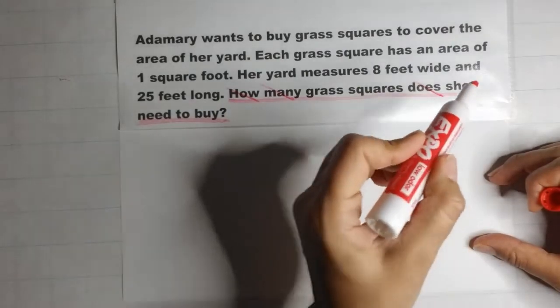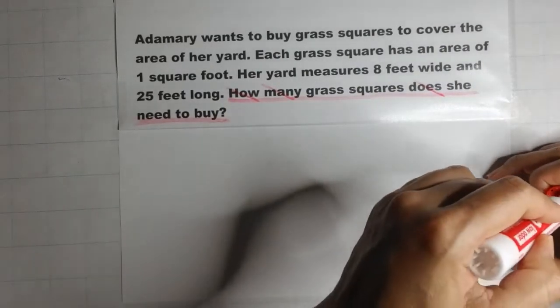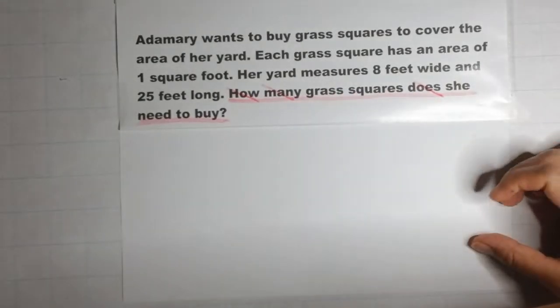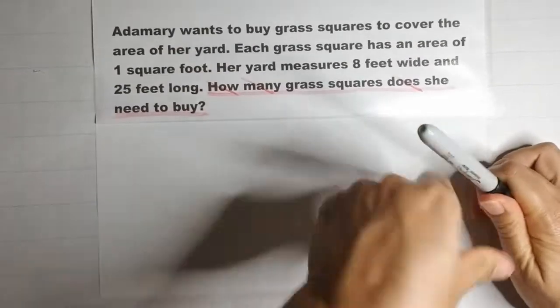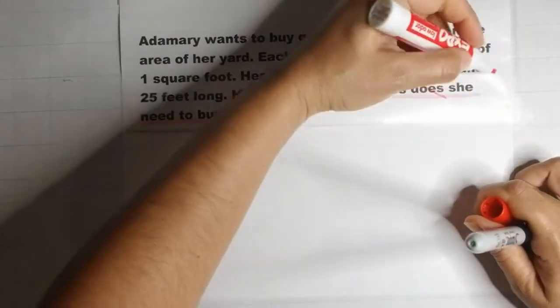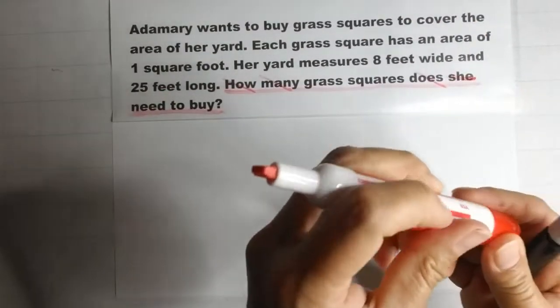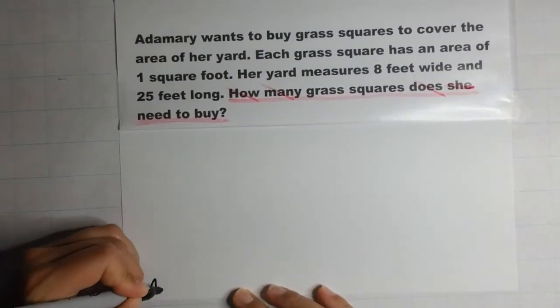Now we're going to use the noun, which is she, but this time, instead of she, we're going to write the name of Adamari because Adamari is she. So let's cross it. And then I'm going to write the name at the bottom of my page. So I'm going to put Adamari.